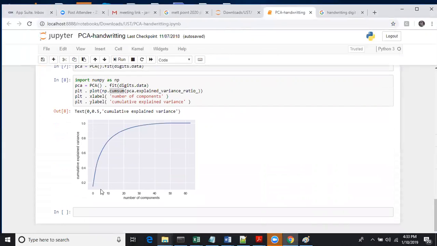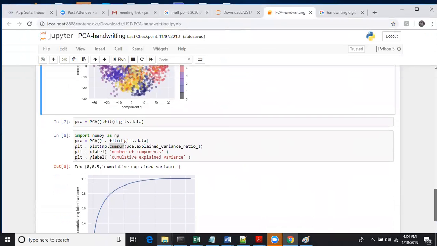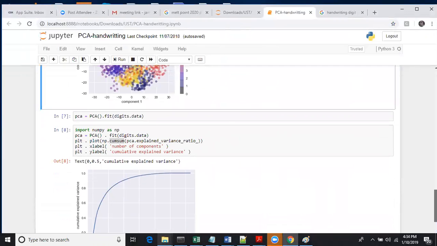Here, you can see that 10 components can keep 80% of the information, right? And 20 components can contain more than 90% of the information. So if you keep 20, you get 90% of the information and 10% is lost. That is the explanation. Based on that, it's recommended that you keep 20 to 30 components.